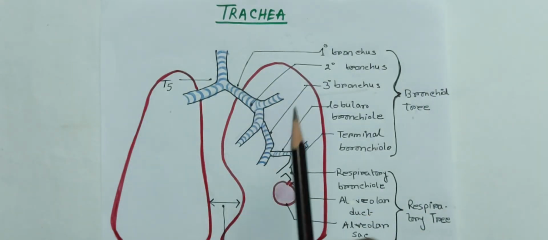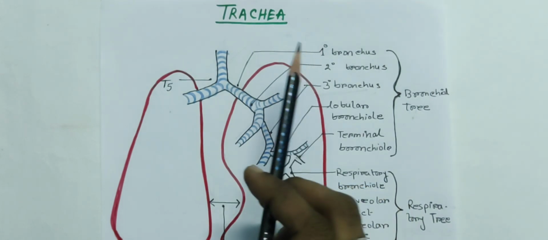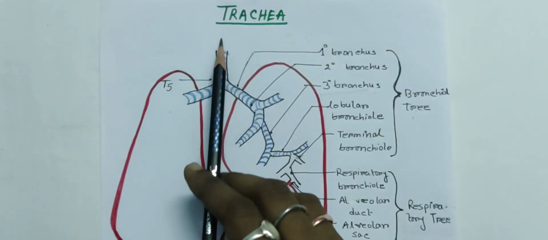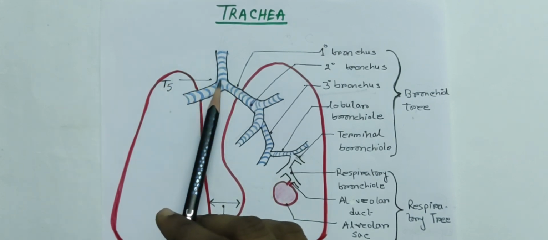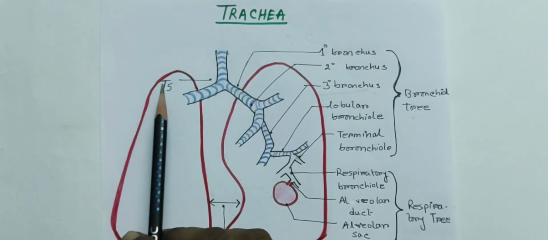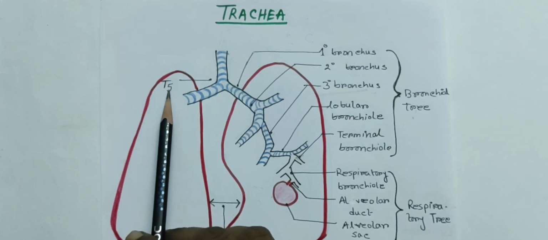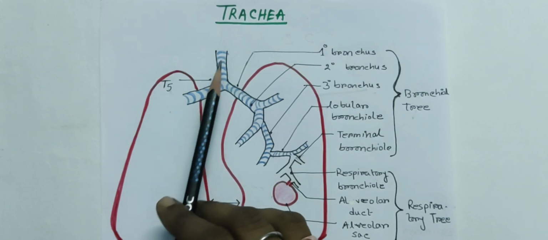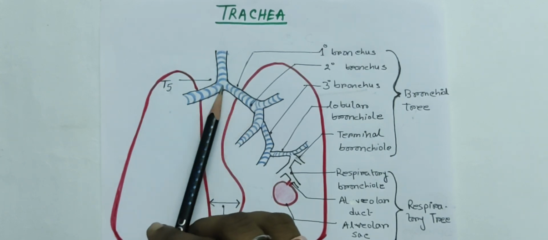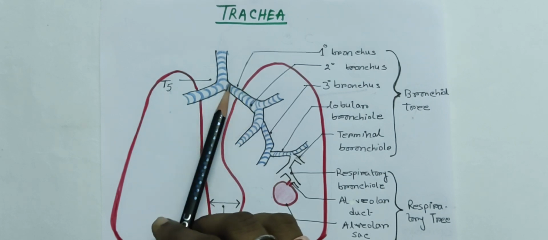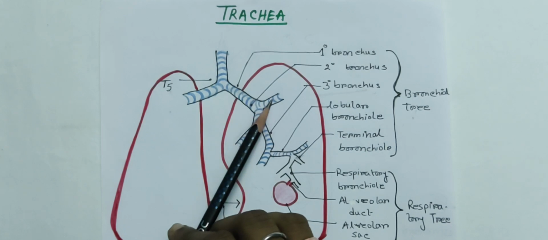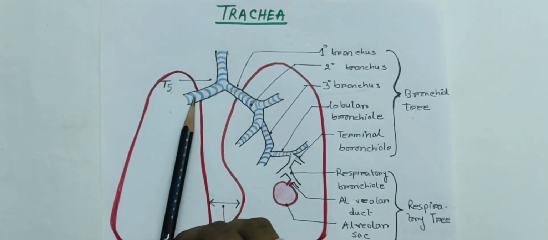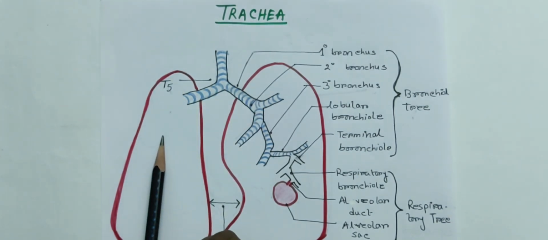Now this is the trachea. The trachea is also called the windpipe. The windpipe comes to the thoracic cavity, and at the T5 region, T5 meaning the 5th thoracic vertebra, the trachea bifurcates into 2. This is the left branch and this is the right branch. The left branch enters the left lung and the right branch enters the right lung.